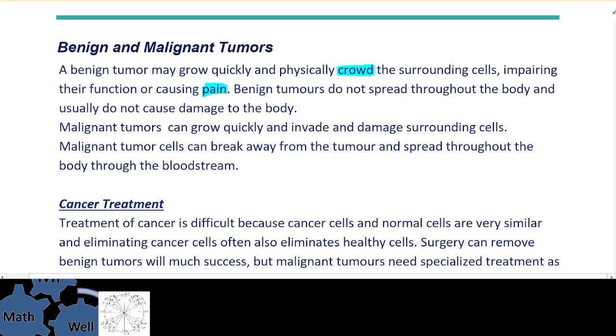So malignant tumors, malignant, okay? This comes from the word to malign. If you malign someone, that means you're sort of treacherously plotting against them. So to malign someone is not good. You're doing something bad to them. So malignant tumors can quickly grow and invade and damage surrounding cells. Okay.